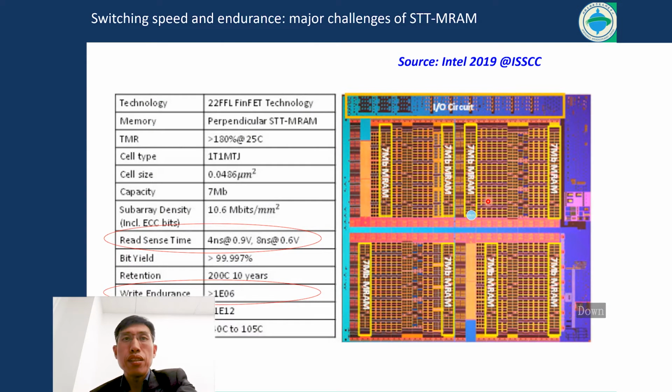So this is another example of STT-MRAM realized by Intel recently. You can see its write endurance is also very limited. So it's a common limitation of STT-MRAM that we can use it to store the weight of AI chips, but we cannot use it to store the data.